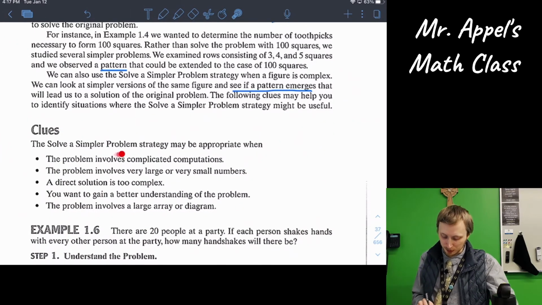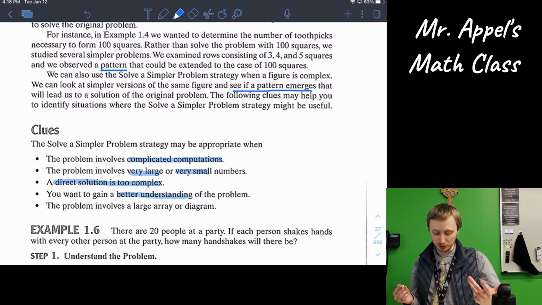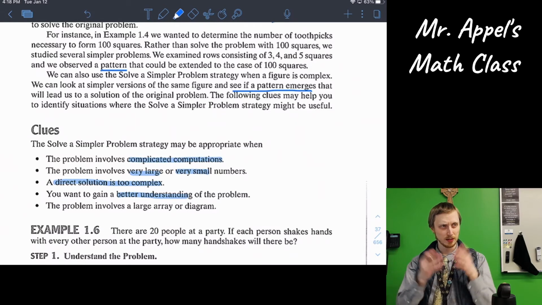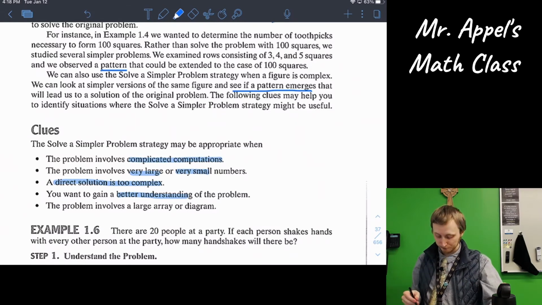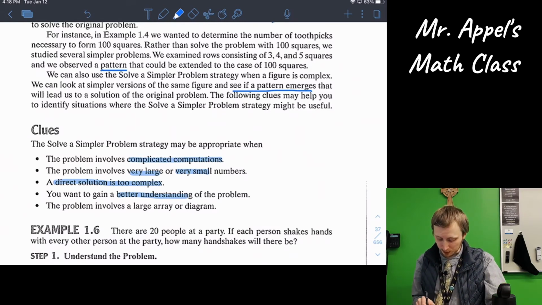Solving a simpler problem might be appropriate when the problem involves complicated computations. The problem involves very large or very small numbers. A direct solution is too complex. You want to gain a better understanding of the problem, similar to just drawing a picture. Try to test the basic version first. The problem involves a large array or diagram.